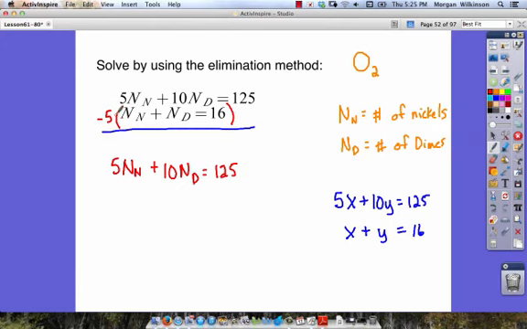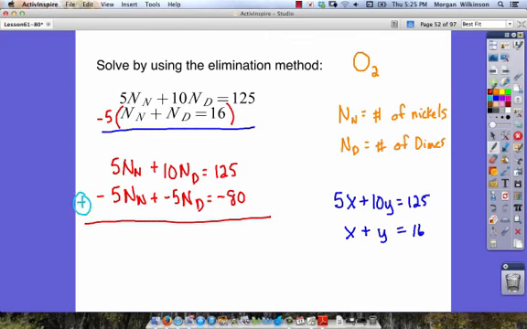Then when we rewrite our second equation, we're going to get -5 times the number of nickels, plus -5 times the number of dimes is going to be equal to -5 times 16. Well, -5 times 16, that must be -80. And here we can go ahead and eliminate to solve. We know when we eliminate, we always use addition.